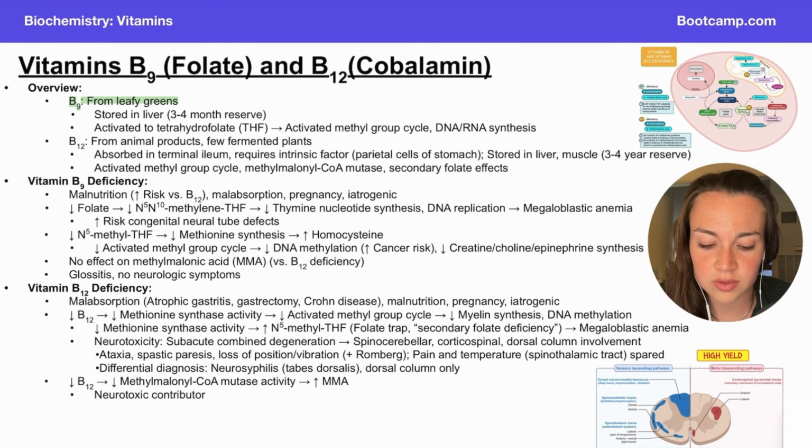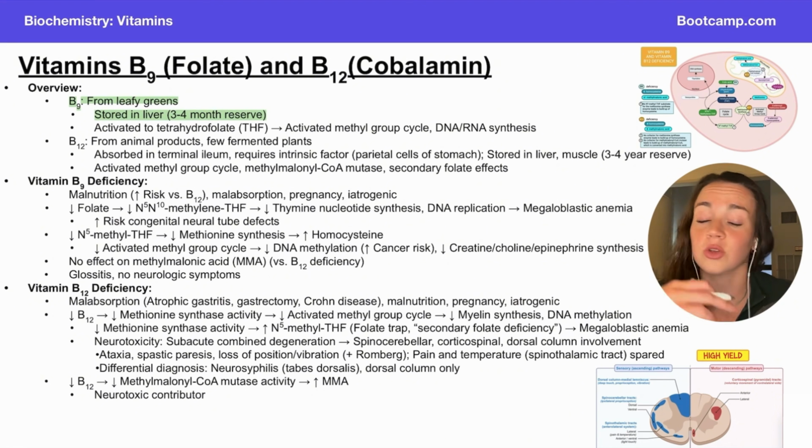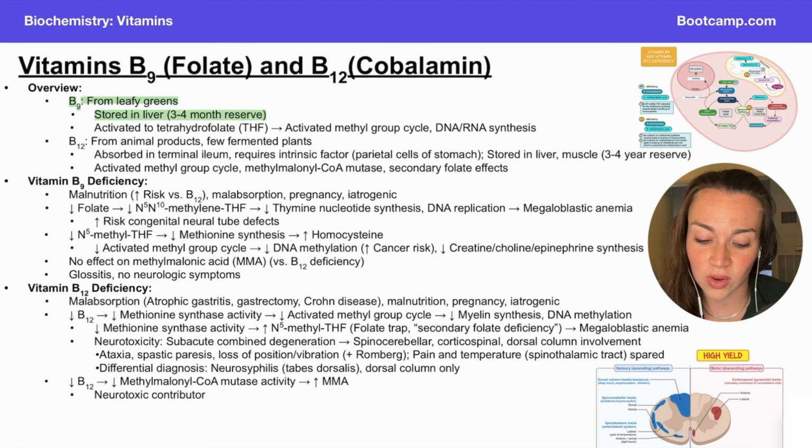Vitamin B9 comes from leafy greens, and enough of it is stored in the liver for about a 3 to 4 month reserve. We talked a lot about vitamin B9 on our chapter on 1-carbon metabolism. That was a whole chapter's worth of information, so it doesn't make a lot of sense to rehash the whole thing here, but the quick and dirty of it was that folate, or vitamin B9, could be activated to tetrahydrofolate, or THF.